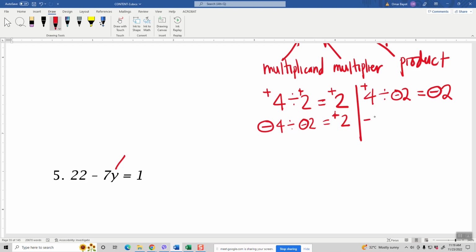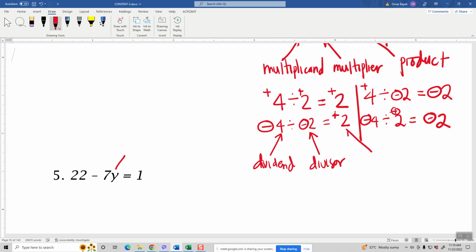The same, negative 4 divided by 2, you will still have the same value of negative 2. Why? Because 4 here is negative, 2 here is positive. Since they are unlike signs, your resulting quotient will be negative. Okay? So, what are those parts under division? We call this your dividend. We call this one your divisor. And we call the answer in division your quotient.